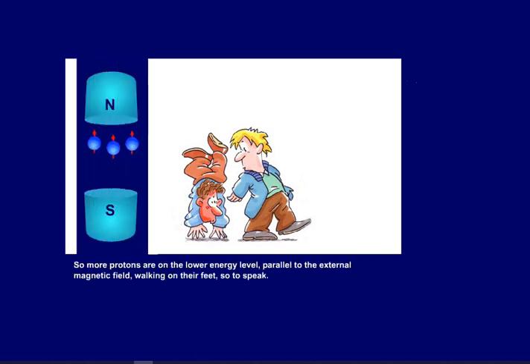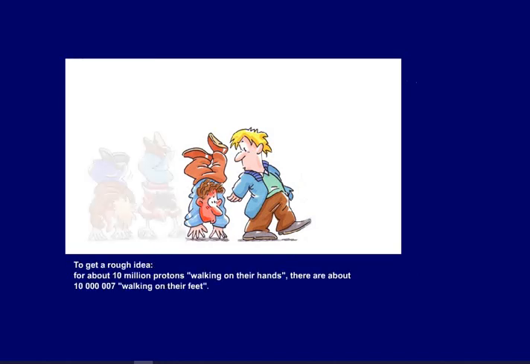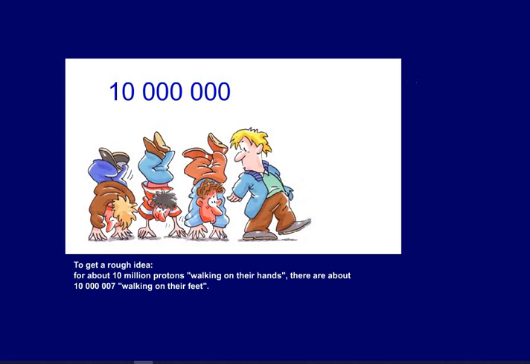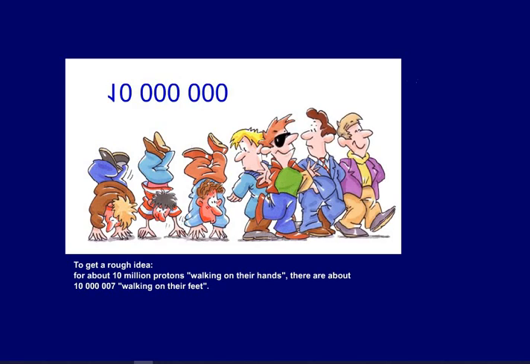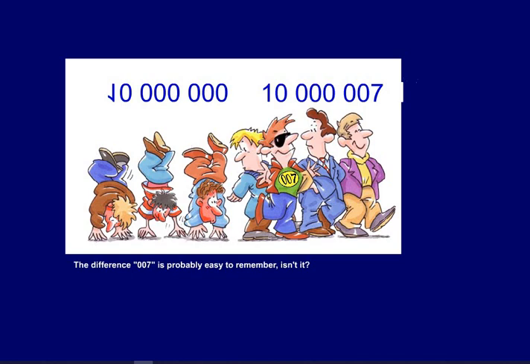So, more protons are on the lower energy level, parallel to the external magnetic field, walking on their feet, so to speak. A smaller number is on the higher energy level, antiparallel, walking on their hands. The difference in number is, however, very small and depends on the strength of the applied magnetic field. To get a rough idea, for about 10 million protons walking on their hands, there are about 10,000,007 walking on their feet. The difference 007 is probably easy to remember, isn't it?